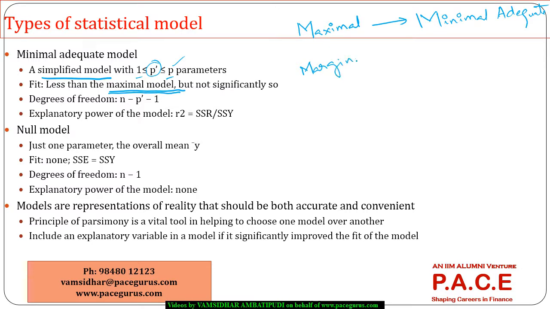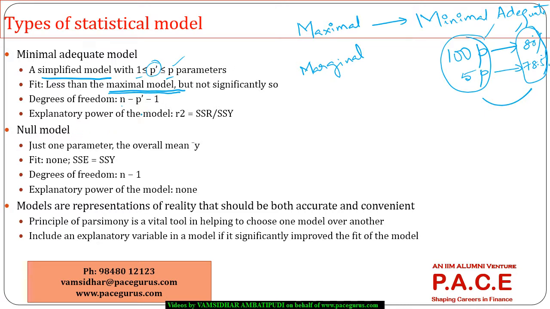So what does that mean? If my maximal model has 100 parameters, and let's say its fitting accuracy is 80%, probably a minimal adequate model will have only 5 parameters. I have cut down the remaining 95 parameters, but let's say with an accuracy of 78.5%. Now you could see, by cutting down 95 parameters and simplifying the model, I have compromised just a little bit on the fitment. So we generally prefer this kind of minimal adequate model. So this is what we are calling a minimal adequate model, and in many cases we would be using that kind of model only. The degrees of freedom in this case will be n minus p dash minus 1.